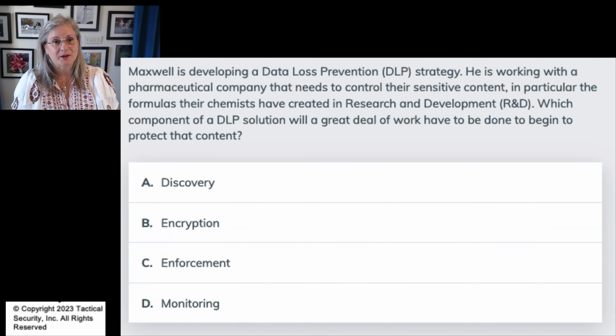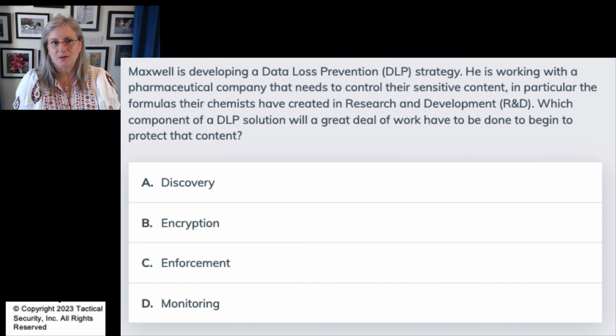This question actually can apply to CISM, CISSP, and CCSP. So the question is, Maxwell is developing a data loss prevention strategy, DLP. He's working with a pharmaceutical company that needs to control their sensitive content. In particular, the formulas that chemists have created in research and development, R&D. Which component of a DLP solution will a great deal of work have to be done to begin to protect that content?